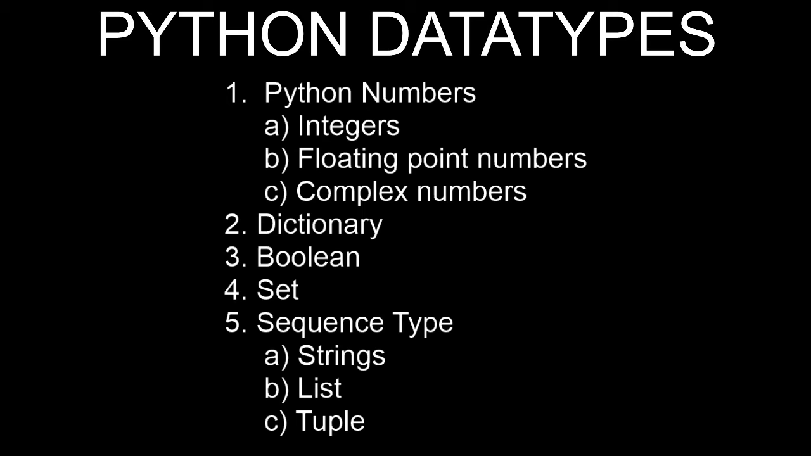The second one is a dictionary. In Python, it is an unordered collection of data values.